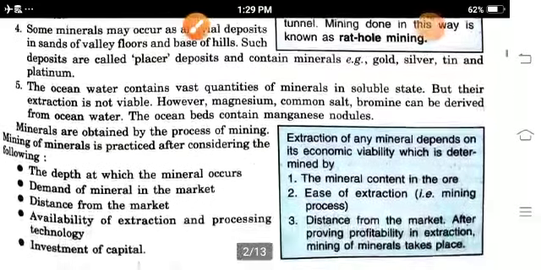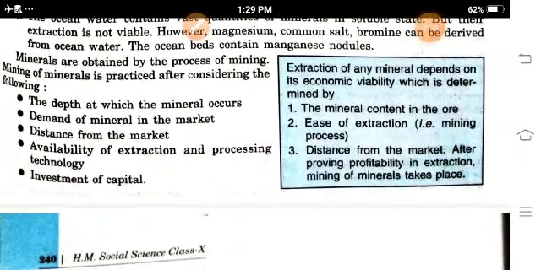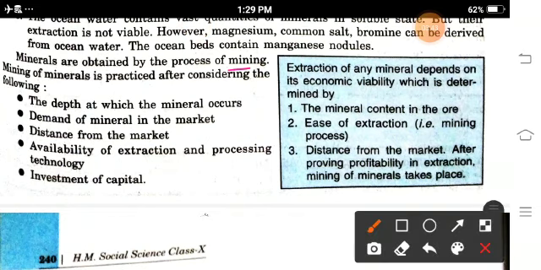Now here, minerals are contained in the ore, and the minerals are obtained by the process of mining. Mining of minerals is practiced after considering the following: the depth at which the minerals occur, demand of minerals in the market, distance from the market, and availability of extraction and processing technology.